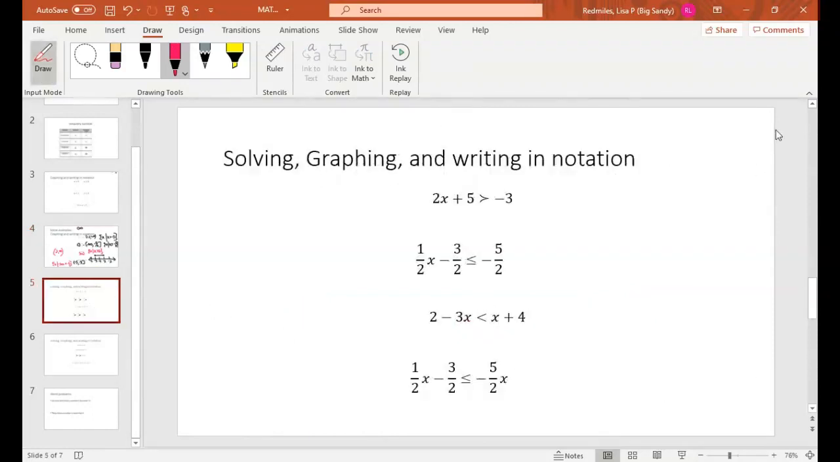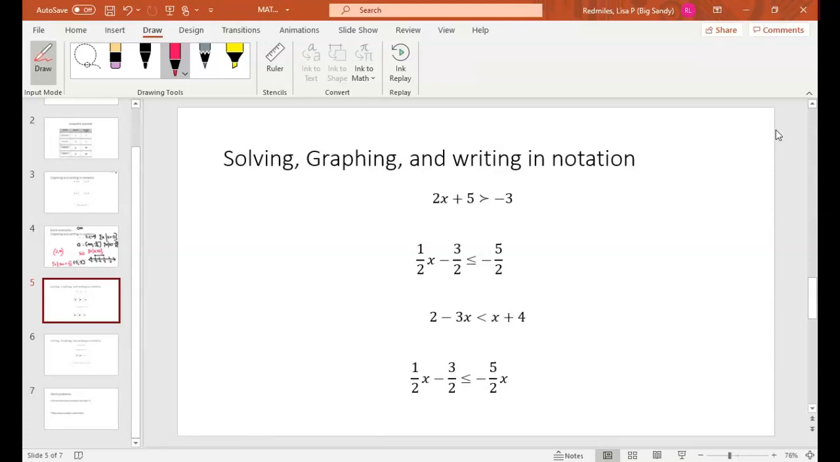All right, just some more. Only these, notice, aren't solutions. This is the entire problem, and now I have to find the solution. So I'm going to add 5. First of all, what you do is you treat it like an equal sign at first.